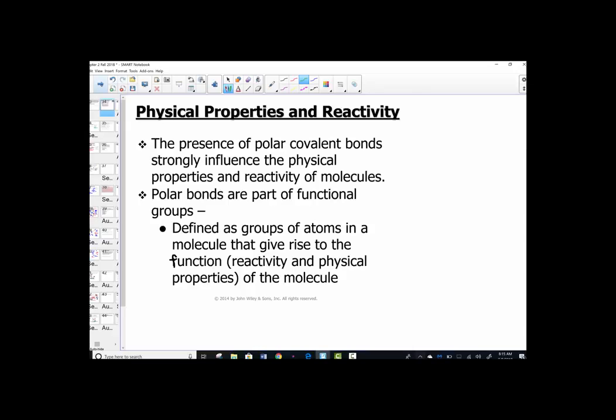Polar bonds are part of functional groups, the main focus of our chapter, defined as groups of atoms in a molecule that give rise to the function of that molecule. And by function, we mean how does it react with certain substrates? What is its boiling point? What is its melting point? Those are physical properties. This is all based on the polarity of the functional group.